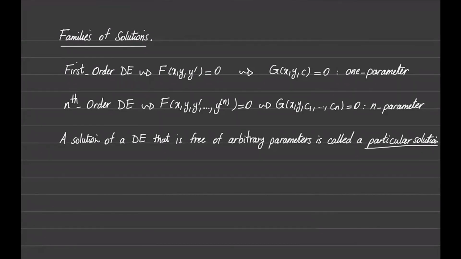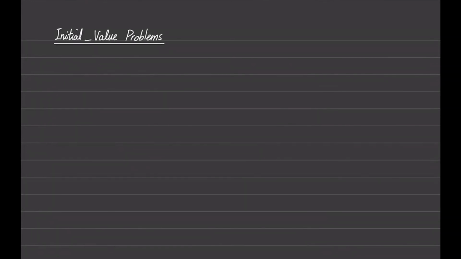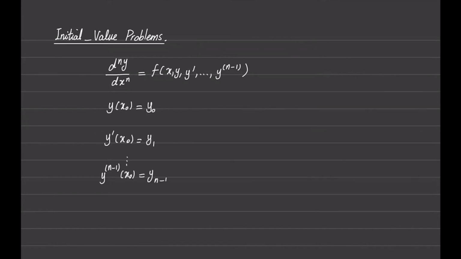We can always find these constants if we have initial values for our differential equation, and we call those types of differential equations initial value problems. When an nth order differential equation is given, then we will need n initial conditions to be able to find the particular solution. And we call these initial conditions.